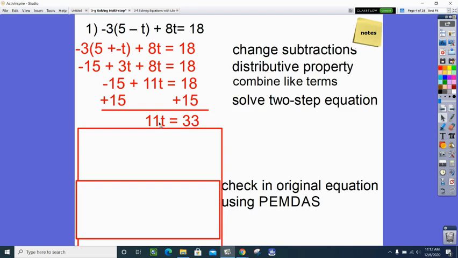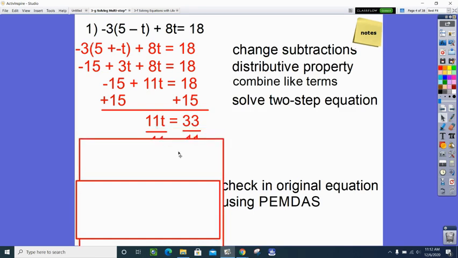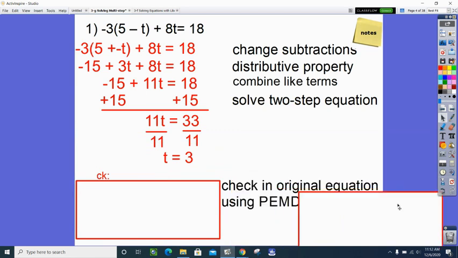And finally, this is the invisible dot for multiplication. So to get the 11 to go to the opposite side, I need to do the opposite operation, divide by 11, and I get a 3. And I'm really not feeling that confident in that because there was an awful lot that happened.